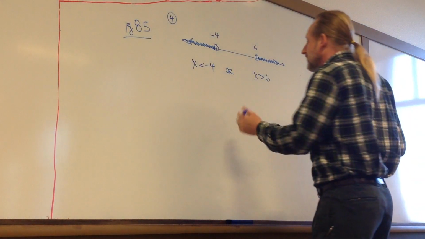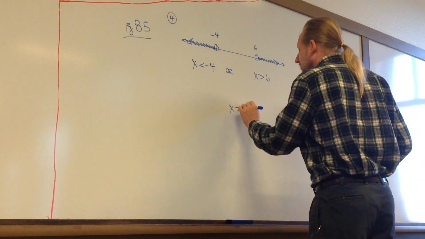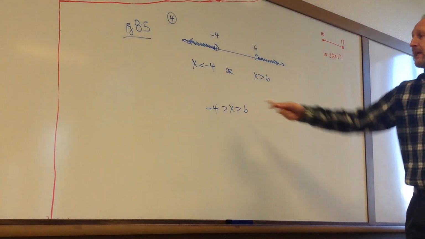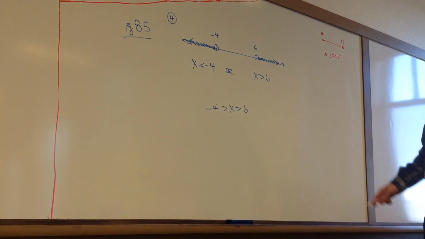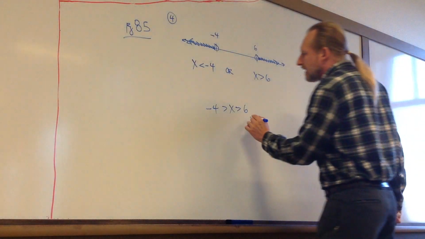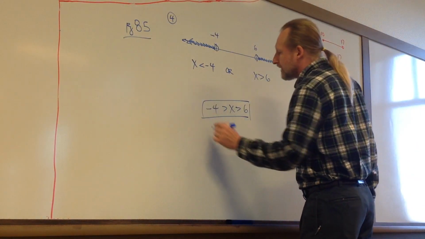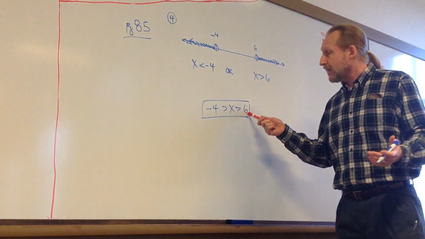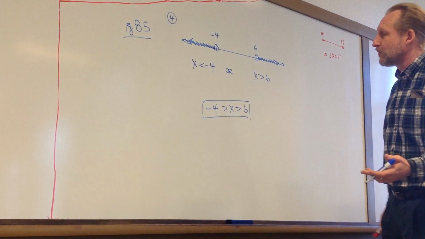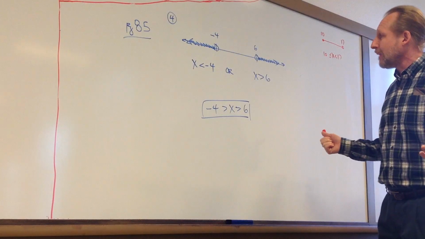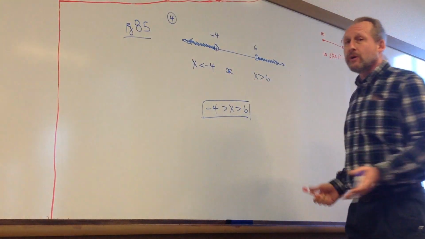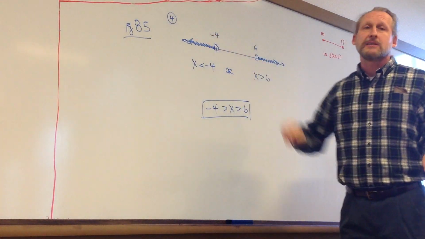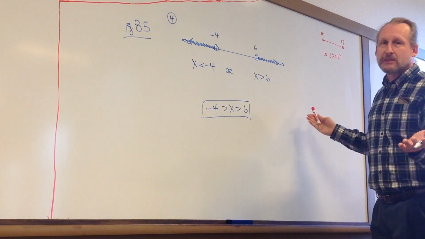Sometimes people try to put these together and say, well, x is greater than 6 and x is less than -4, so why can't I do this? Well, if you write it like this all together, what you're saying is that these are both true at the same time. X is both greater than 6 and less than -4 at the same time. That can't happen. That's why we have the or statement. X can be greater than 6 or it can be less than -4. It can't be both at the same time.